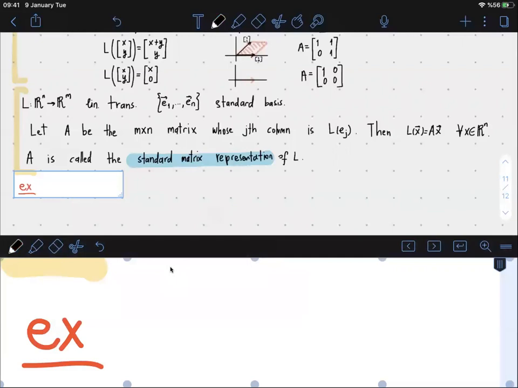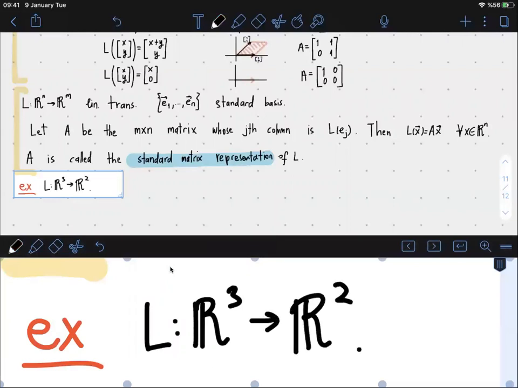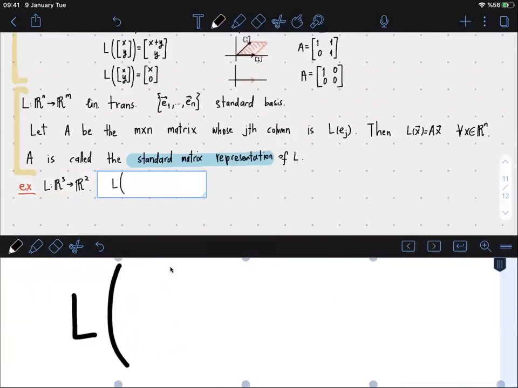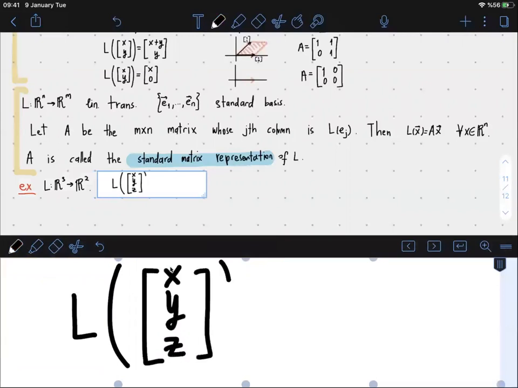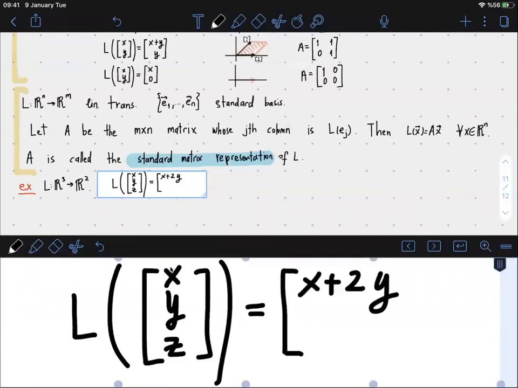Okay, so this time let's consider a transformation from R3 to R2, and let it be defined as this. X, Y, and Z is transformed into X plus Y, X plus 2Y, and 3Y minus 2Z, okay? So this is a transformation from R3 to R2.